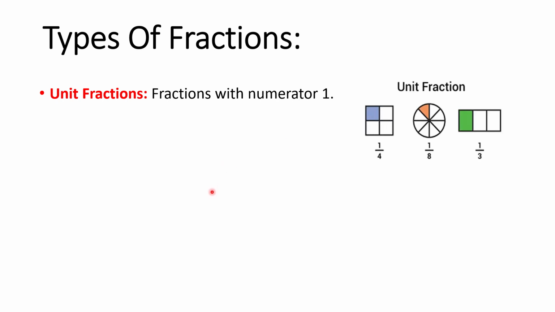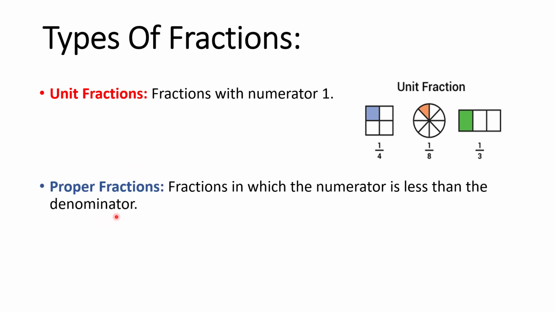Okay, so let's see with an image. This square is divided into 4 equal parts, and one part is colored, so 1 upon 4. So the numerator is 1. This circle is divided into 8 equal parts and one part is colored, so 1 upon 8. This rectangle is divided into 3 different parts and one part is colored, so 1 upon 3. So the basic thing is your numerator has to be 1. Then only you can say that it's a unit fraction. Understood? Easy. Now let's move to the next.